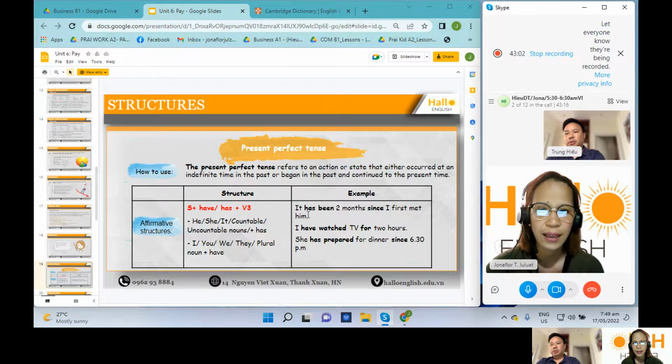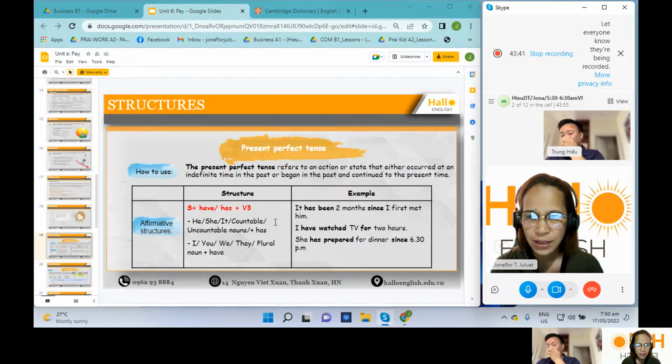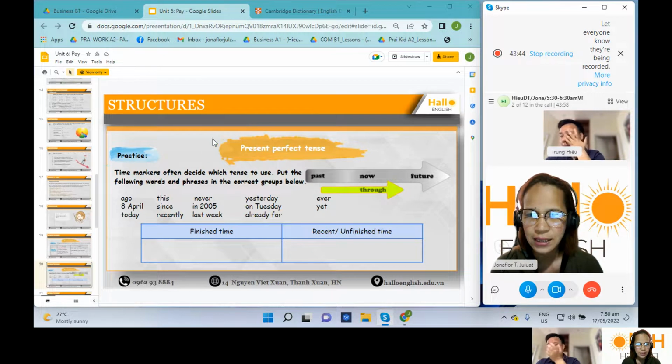Second, I have watched TV for 2 hours. I have, and then plus the verb watched. Next, he has prepared dinner since 6:30 p.m. So he has, then plus the verb prepared. Since is the time. You have to state the time when it happened. Those are for affirmative structure. Now let's practice.